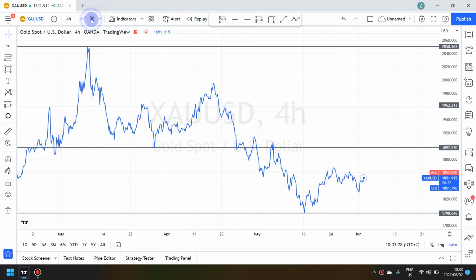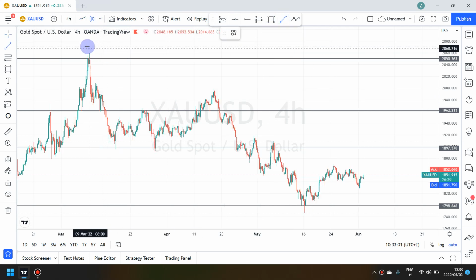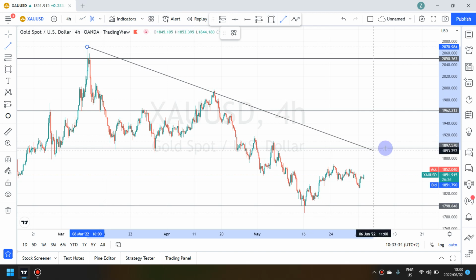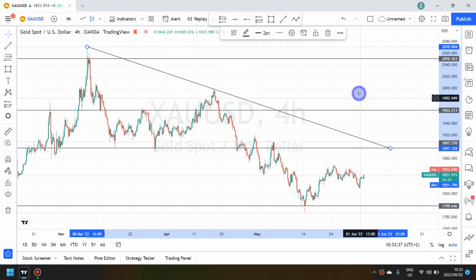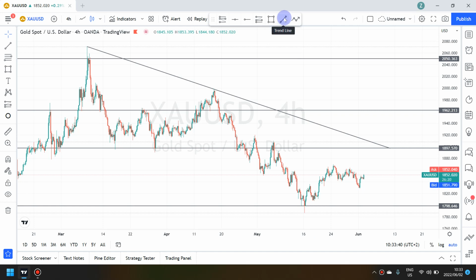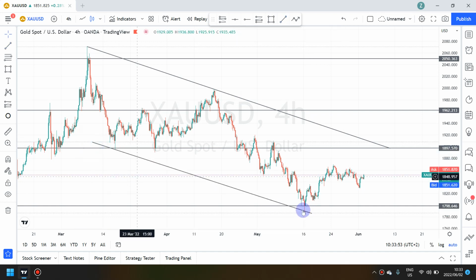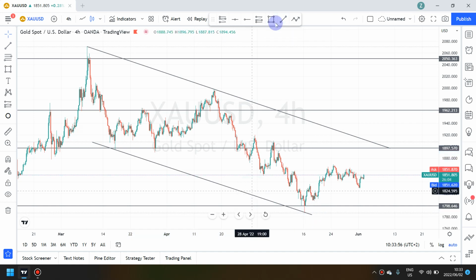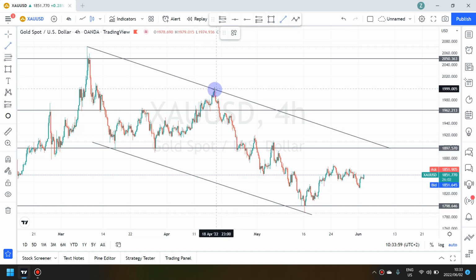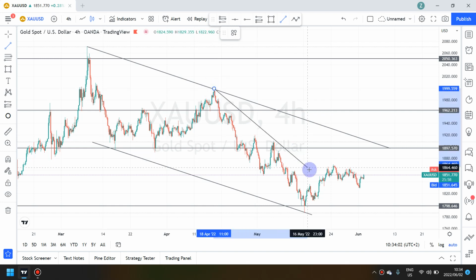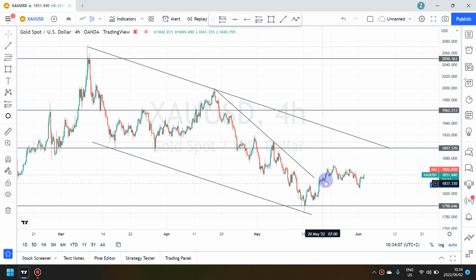So switching back to candlesticks, the first thing I see is that the gold pair is in a bearish trend, and yes, the market is in a bearish trend. And also if I look inside the trend, I'm seeing that there's another bearish trend that has been broken out of.